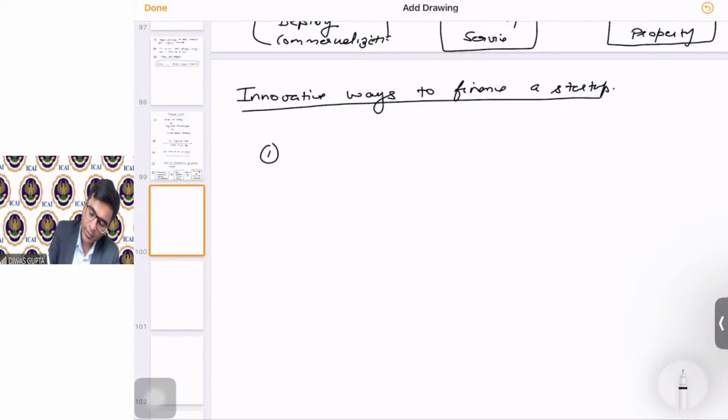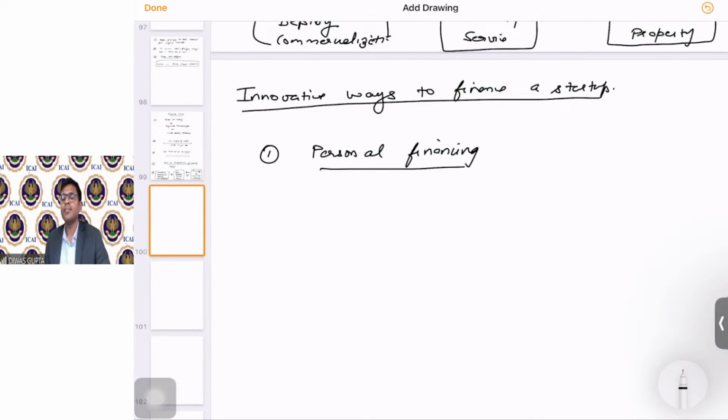Yes. First one, personal financing. By personal financing, we mean that the founder of the startup, now who is the founder? The person or group of people who come up with the idea of starting a startup, who have the technology, who have invented the technology or that intellectual property, so as to develop, innovate, deploy, or commercialize a new product, process, or service.